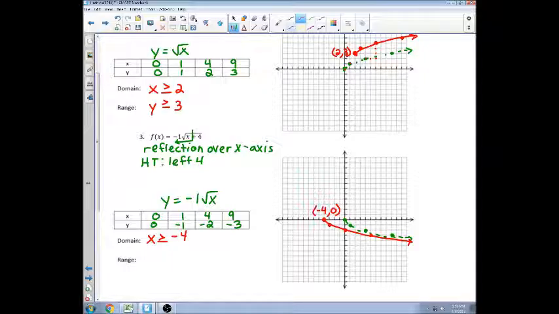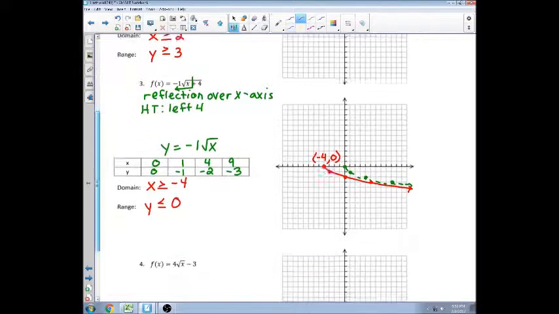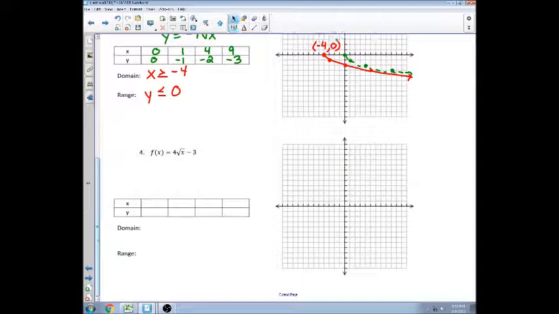But because my graph is going below the x-axis and it is moving in a downward fashion as I move to the right, my y is actually going to be less than or equal to the y value in my origin point, which is 0. Okay? That will not happen as often. It only happens when I reflect over the x-axis. Then my y will have to be less than. Okay? On to our last problem.